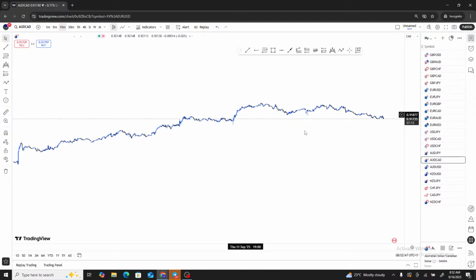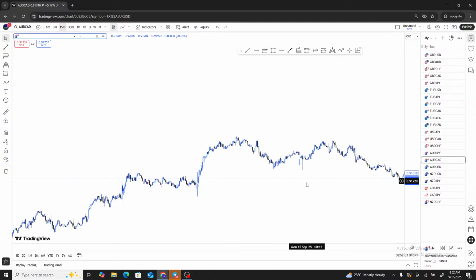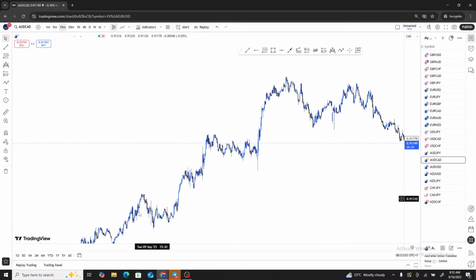On the 15 minutes time frame, we can see higher highs and higher lows. You can see higher highs, higher lows, higher highs, higher lows, and a lower high. So what do we now expect?